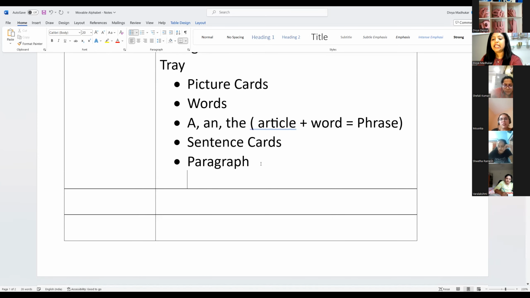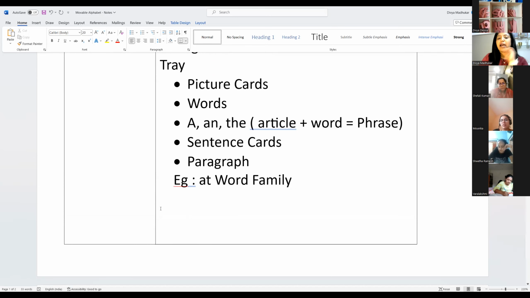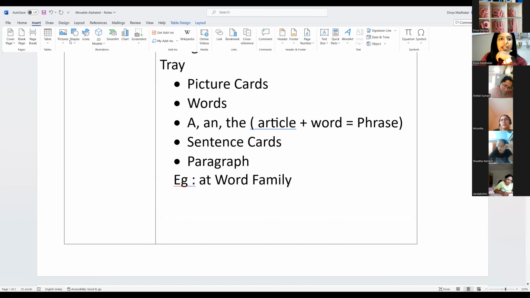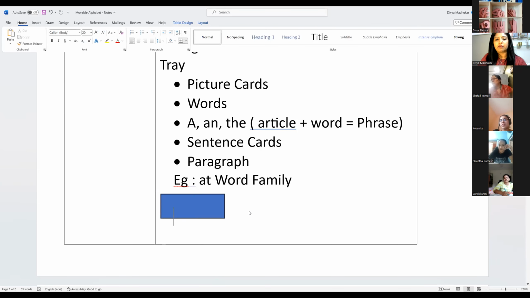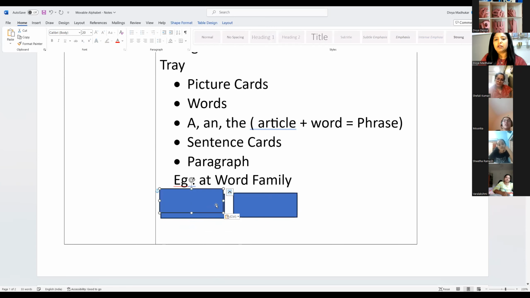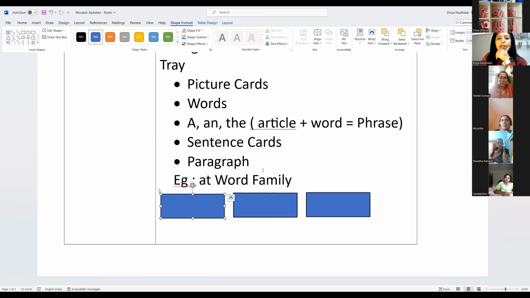Let's quickly see how I can have the words. For example, in case I'm working on an 'at' word family, if I want to introduce my children to some of the words, what do I introduce? I need to have a label. We all agree we need to have some labels, right? So you have to give the child some labels. I'm just taking three of them. So you can have the label here.